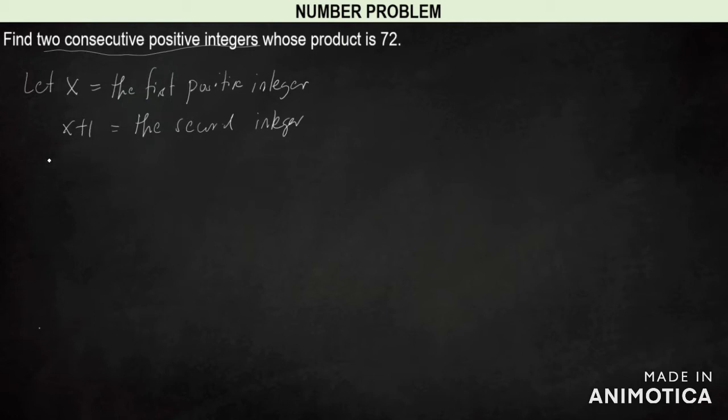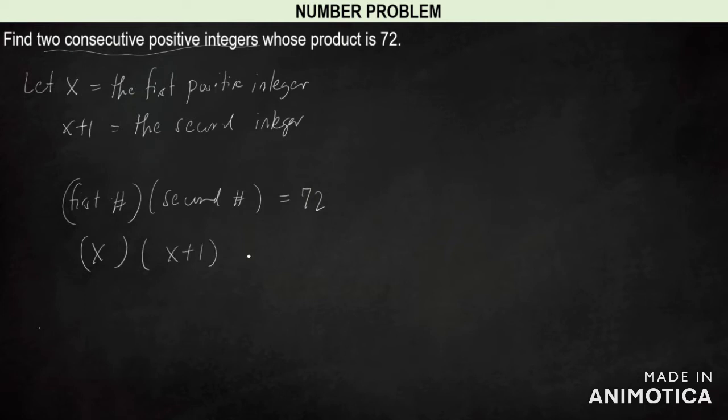Then, we are going to translate into an equation. We have the product, first number times the second number is equal to 72. So what is our first positive integer? So we have x, and the second integer is x plus 1. Then we have here 72.